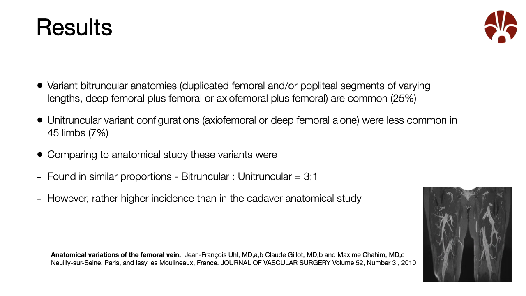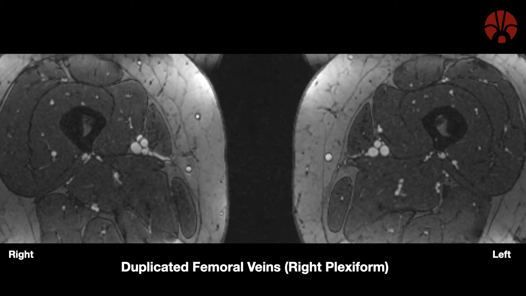Variant bitruncular anatomies were found in 25% of patients, really quite common. Unitruncular variant configurations were less common in 7% of limbs. Comparing with the anatomical cadaver study, these variants were found in similar proportions in that the bitruncular to unitruncular ratio was 3:1, but we had a rather higher incidence than the cadaver study.